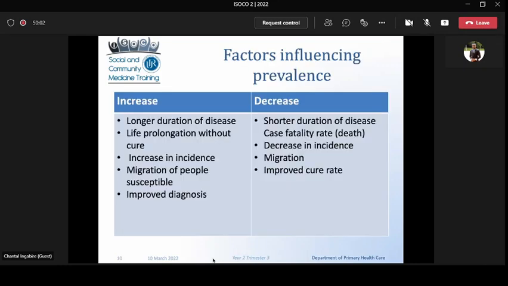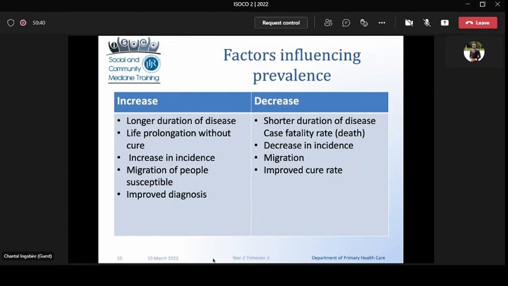Now, when we talk about the factors influencing the prevalence, as you have just mentioned, there are some factors that may lead to the increase, mainly the longer duration of the disease. For instance, HIV is not a curable disease, and therefore people may have it for a longer duration, and they may live for long. But we can also talk about life prolongation without cure. We can talk about the increase in terms of the incidence.